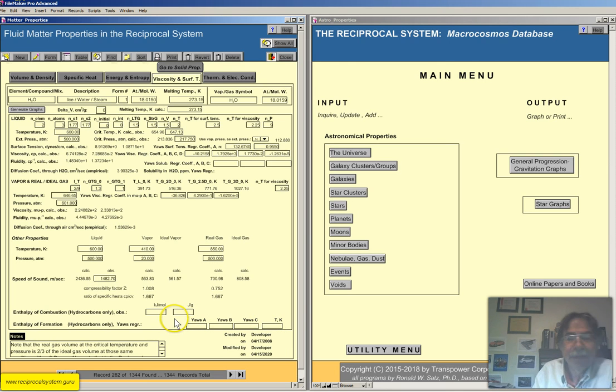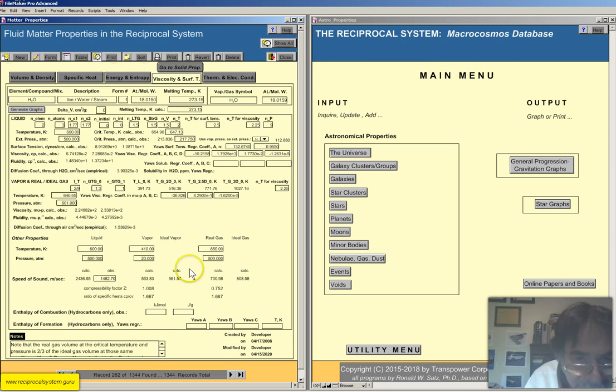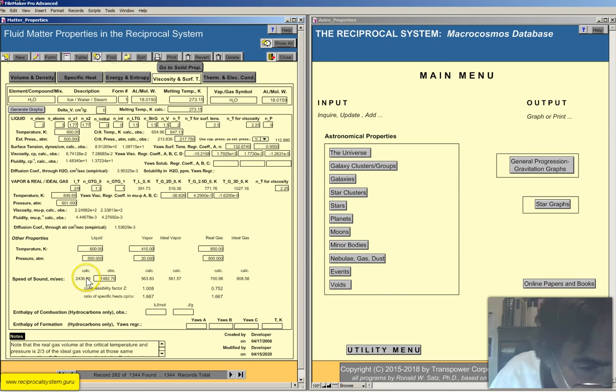All right, there's a lot of material here. The speed of sound calculation. Now, this is a little bit off between the calculation and the observed value, so that's kind of interesting. But you can see this is pretty unusual: for the liquid, 600 K and 500 atmospheres.